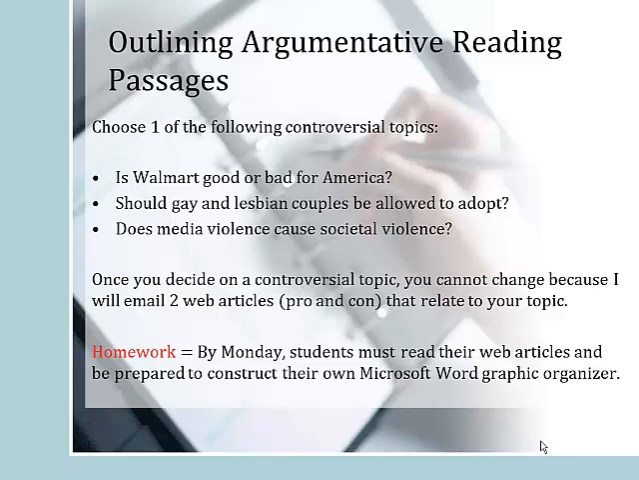The last element of this Blackboard lesson piece when outlining argumentative reading passages is getting a jump on next week's activity. I want students to choose one of the following controversial topics. Is Walmart good or bad for America? Should gay and lesbian couples be allowed to adopt? Does media violence cause societal violence? Once you decide on a controversial topic, you can't change, because I'm going to email you 2 web articles, one for and one against on your topic, that can relate.